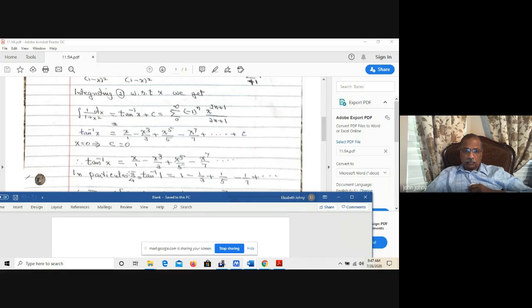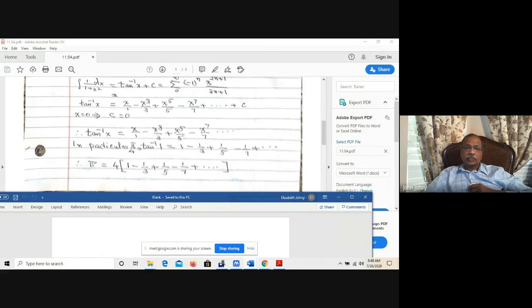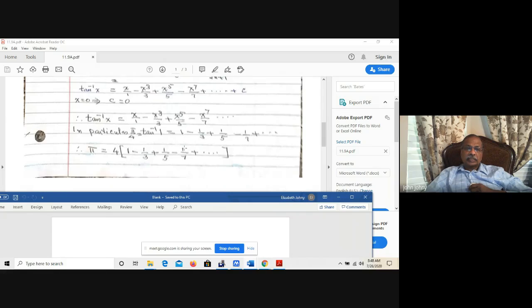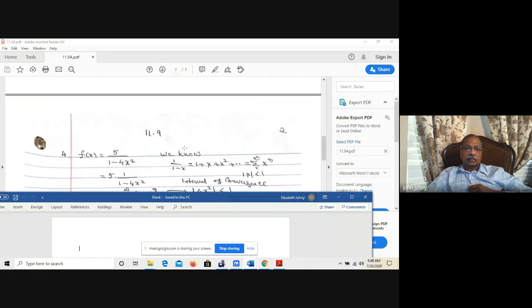So the series for pi over 4. Right side: 1 minus 1 third, since 1 cubed is 1, plus 1 over 5 minus 1 over 7, etc. This is the value of pi over 4. So pi is equal to 4 times the whole expression. So you have the expansion for pi: 4 times (1 minus 1 over 3 plus 1 over 5 minus 1 over 7 plus etc.) So that is an infinite series representing the irrational number pi.